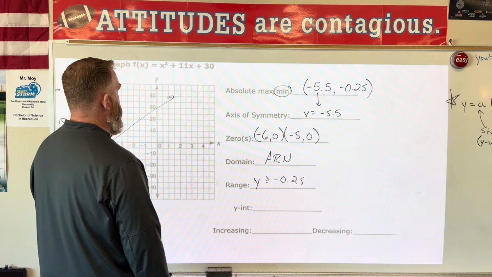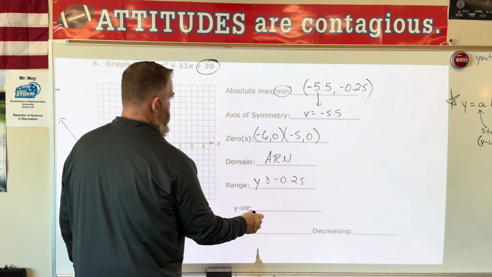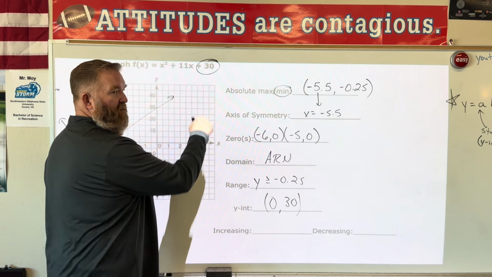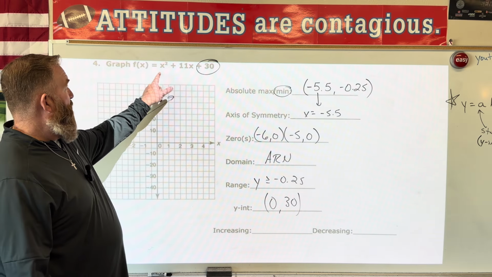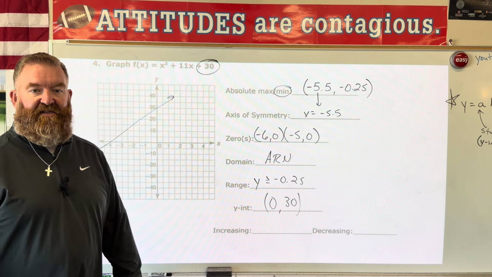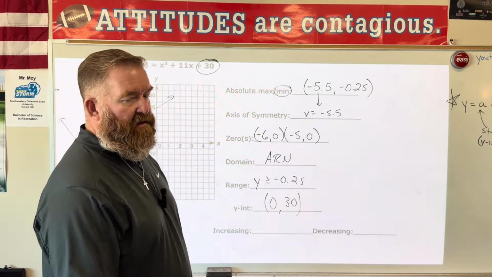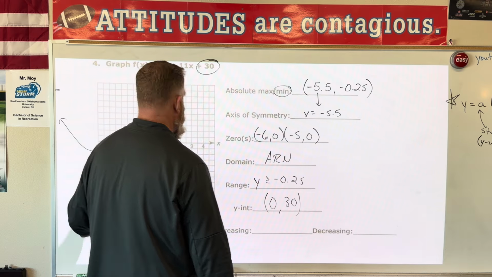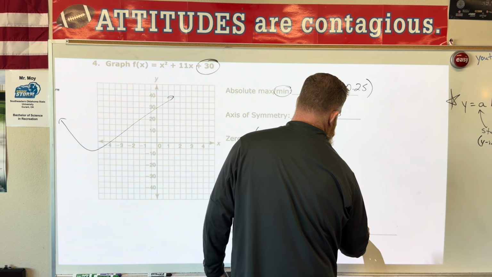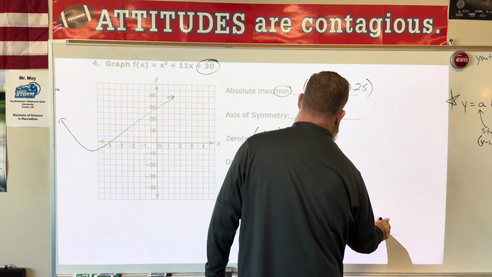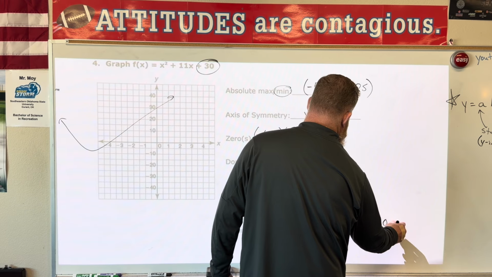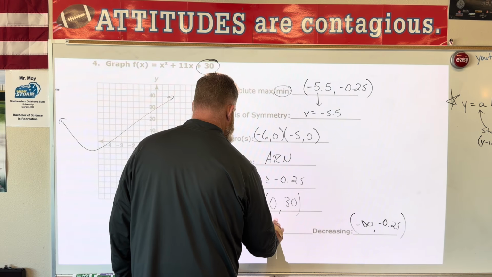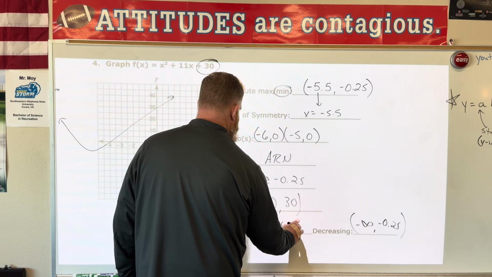What's my y-intercept? 30. There it is. 0, 30. It's my C number of the equation. 1, 11, and 30. Is that what you got for ABC? Okay. Increasing. All right, what'd you get for decreasing? Okay. And then increasing. We go to negative 0.25 and then positive infinite.